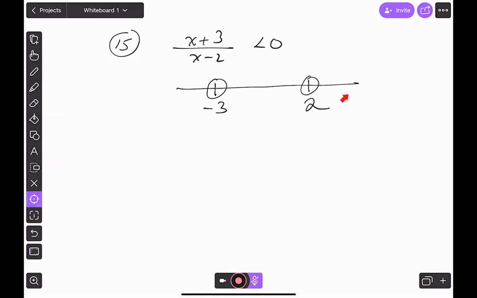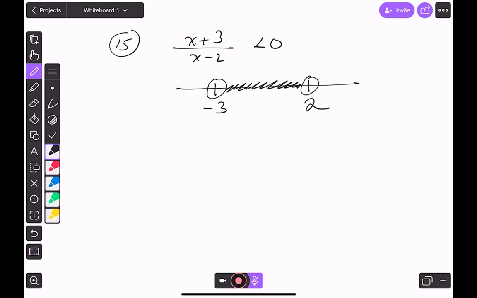What's a good number after 2? Like 3. Positive, positive. A positive by positive, positive. That's not less than 0. That doesn't get shaded. What's a good number between minus 3 and 2? 0. What would you get? Positive on top, negative on bottom, and negative overall means it's less than 0. So this gets shaded in.